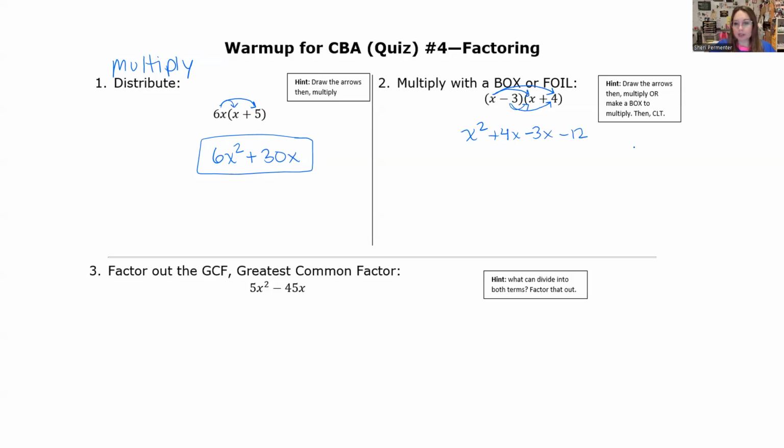From here, you will always combine like terms in the middle. So 4 minus 3 is 1. So I get x squared minus 1x minus 12. Do I have to write the 1 right here? No, I did. It's not wrong if you do. It's not wrong if you don't. So if you like a box, use a box. If you like FOIL, use FOIL.